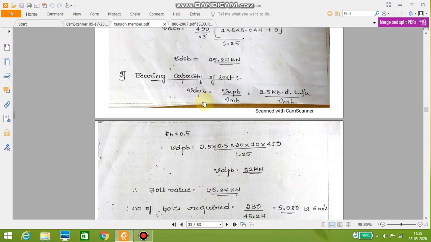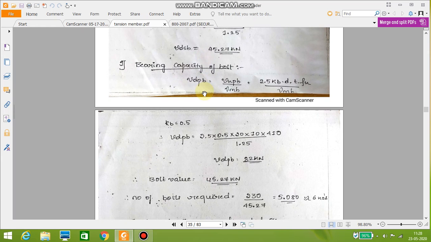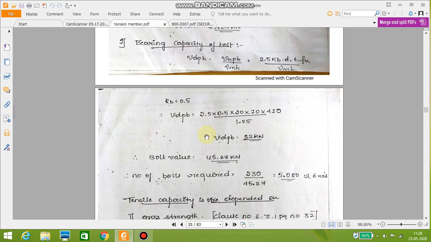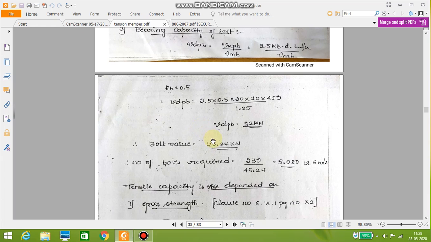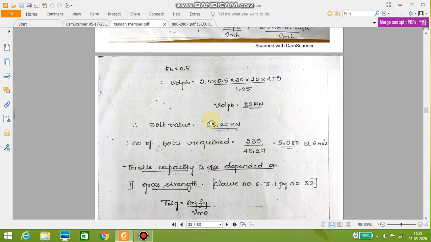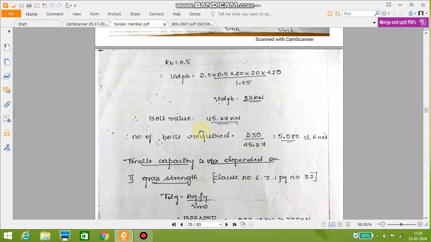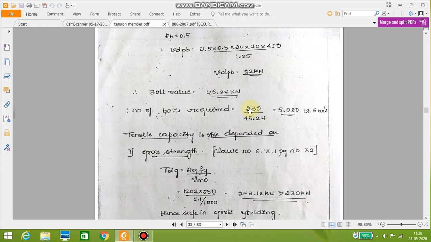Now the capacity of the bolt in bearing, VDPB equal to 2.5 kb d t fu divided by gamma mb. For simplicity, let us take kb equal to 0.5. Therefore, VDPB works out to be 82 kilonewton. Out of these two values, the least value is the bolt value. So 45.27 kilonewton is the bolt value. Therefore, number of bolts required equal to design load 230 divided by 45.27, approximately 6 numbers.